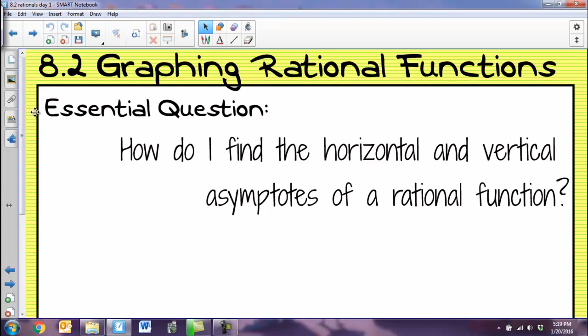Hey guys, today we are going to review something that you probably saw in Algebra 2, and we are going to be graphing rational functions. Rational functions are basically functions that have fractions in them, and they also have x in the denominator. So in order to graph a rational function, we're going to need to find horizontal and vertical asymptotes so we can see what the graph's going to look like.